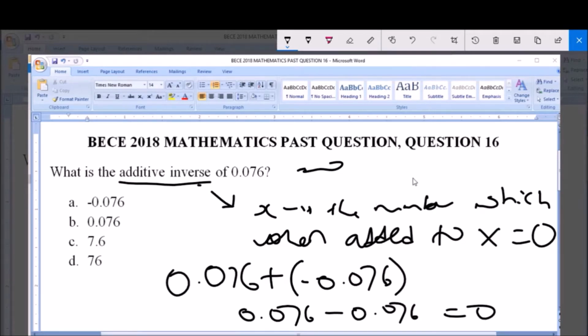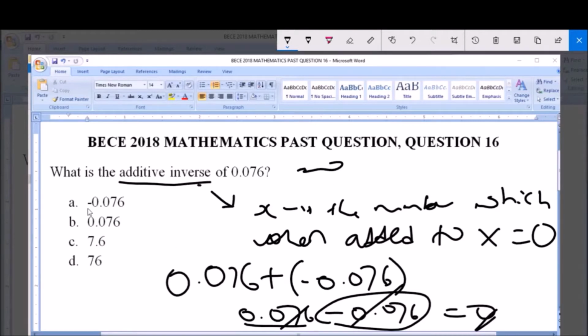And if the number is a negative number, just add the positive of that particular number to give you what? 0. And that number is the additive inverse. Like here now, the additive inverse of this 0.076 is minus 0.076, because when you add minus 0.076 to 0.076, they will cancel each other out, and you will have 0.